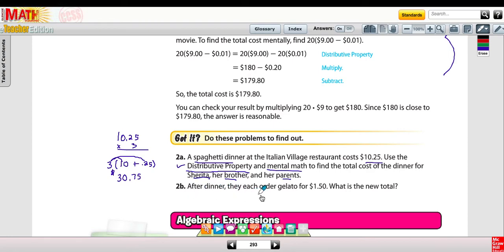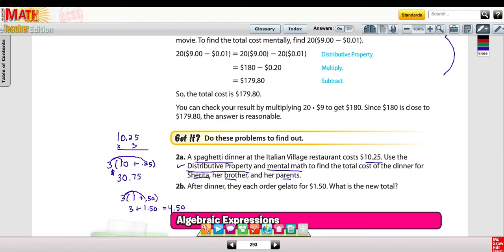After dinner, they each order a gelato for $1.50. What's the new total? Again, you could just multiply that out and find the answer, but what you could do for distributive property is take 3 times $1.50, which could be broken up into $1 and then 50 cents, okay? And so we have 3 times 1, which is $3, plus 3 times 50 cents, which is $1.50, and we have a total of $4.50, okay?